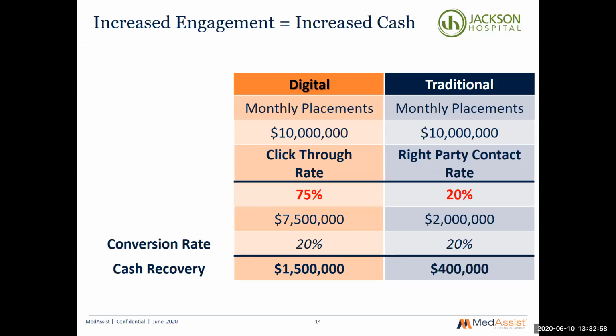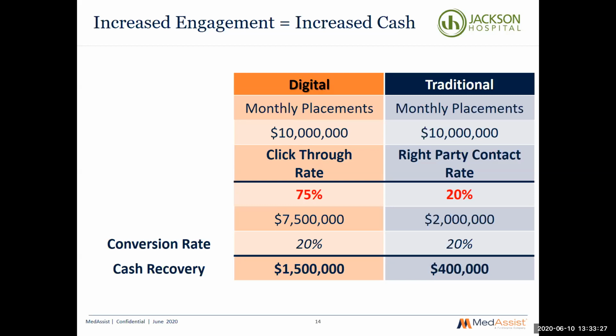That means the person responsible for the debt about 20% of the time, right? This is higher than our actual rate, but we'll use an aggressive number just for the purposes of this exercise. The accounts with a total value of $2 million are then contacted. And if we collect 20% of that from each one of those right party contacts, we're looking at a $400,000 cash value.